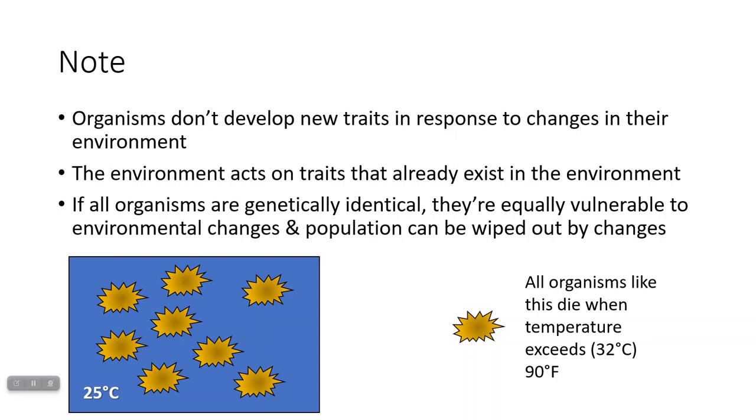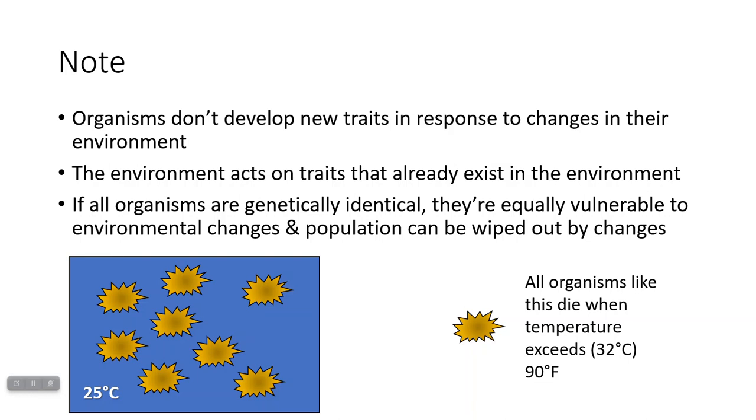This has a consequence. If all organisms in a population are genetically identical, they're all vulnerable to the same environmental changes, which means that if the environment changes in the right way, the whole population can be wiped out. This is going to become really important when we talk about Unit 5, especially when we get into agriculture.